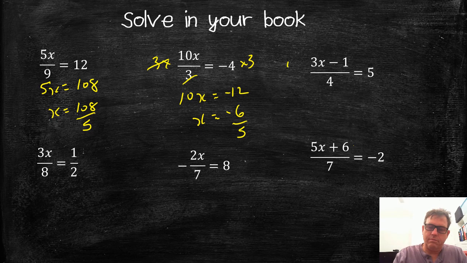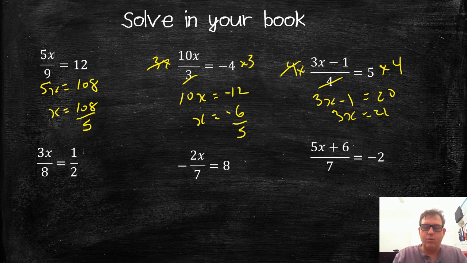Next one, I'm dividing by 4. I need to multiply by 4. 4 divided by 4 is 1. So I end up with 3x minus 1 equals 20. Add 1 to both sides. 3x equals 21. Divide by 3. X equals 7. Quick check. 3 times 7 in the numerator is 21, minus 1 is 20, divided by 4 is 5.